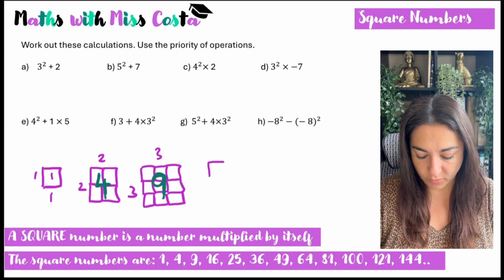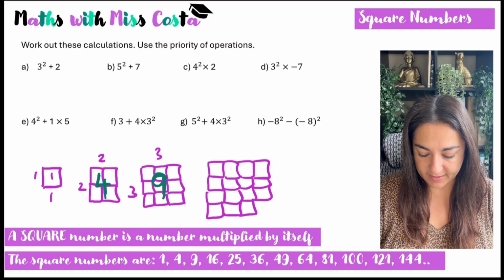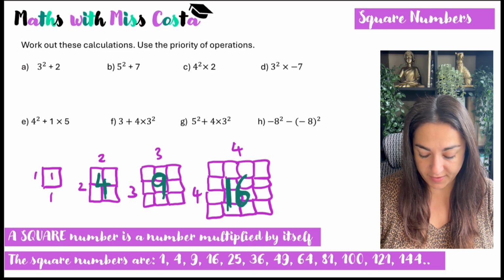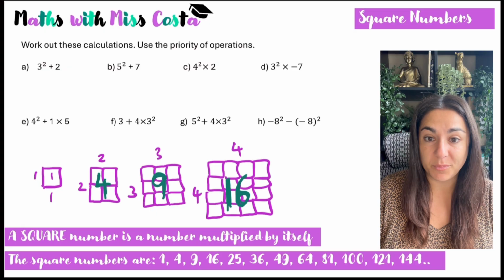One last one, we've got 4, so we've got 1, 2, 3, 4, down by 4, and I fill in all of the other squares to make it a full square. So 4 times 4 gives me 16, okay? And they're the first square numbers. So a square number is just a number multiplied by itself.